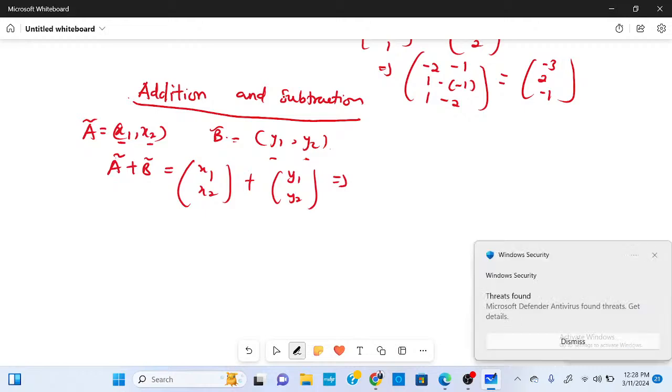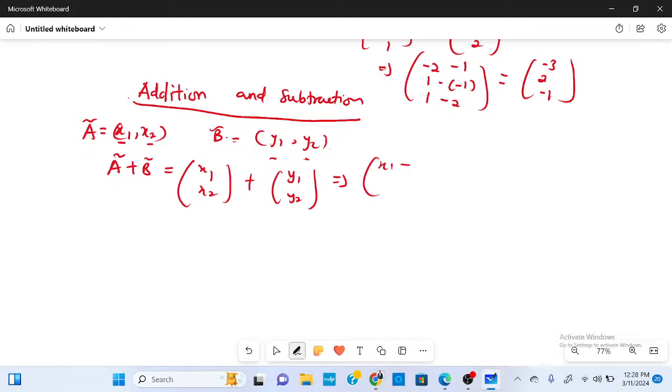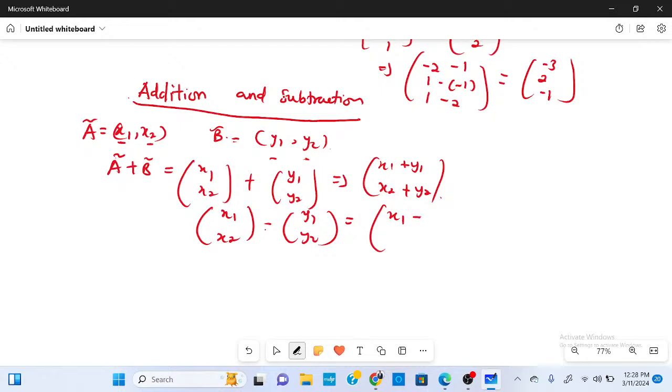So this simply gives us x1 plus y1, then we have x2 plus y2. If it turns to minus, assuming we have minus here, this simply gives us x1 minus y1, x2 minus y2. So this is how we go about addition and subtraction of vectors. Let's take a few examples here.